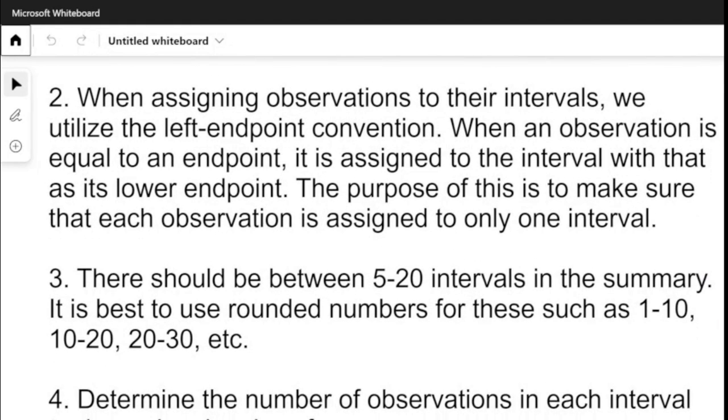Second, when assigning observations to their intervals, we utilize the left endpoint convention. When an observation is equal to an endpoint, it is assigned to the interval with that value as its lower endpoint. The purpose of this is to make sure that each observation is assigned to only one interval. Now, there should be between 5 to 20 intervals in the summary, and it's best to use nice rounded numbers such as 1 through 10, 10 through 20, 20 through 30, and so on and so forth.